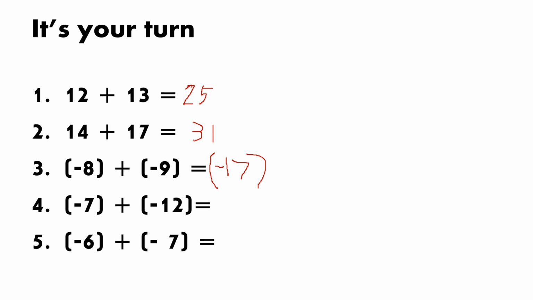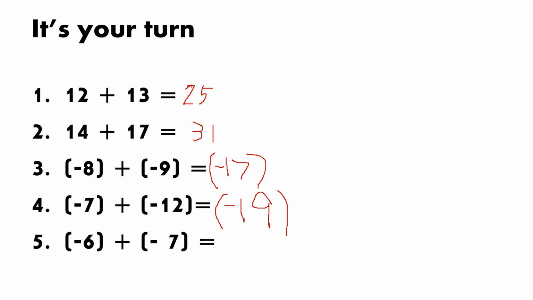Next, number 4. Negative 7 plus negative 12. So the answer is 19. Since they are both negative, therefore our answer is negative 19.